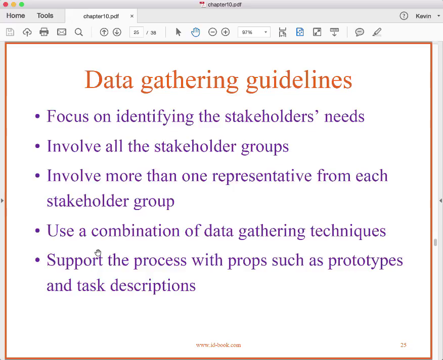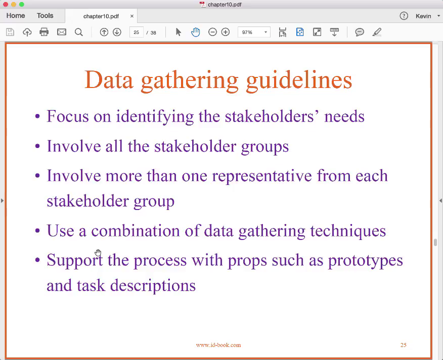So what are some of the data gathering guidelines as they apply to requirements gathering? Focus on identifying the stakeholders' needs. Involve all the stakeholder groups. We just don't want to get it from a subset. Again, we need to control the scope of the project so that the number of stakeholder groups that we have to involve is manageable. Involve more than one representative from each stakeholder group because we want to make sure that we're not getting an idiosyncratic view of the world.